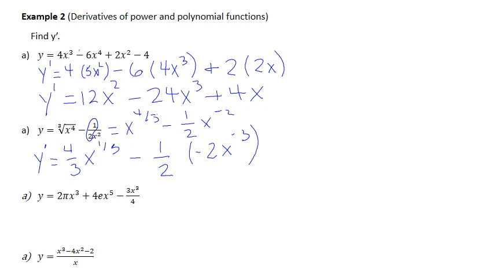Then I could simplify my result a little bit, just rewriting it. I can't do anything to the first term, so I'm going to leave it as 4/3 x to the 1/3. Then the next one, I can go ahead and multiply my -1/2 by my -2 and get +1, so plus. Then 1/2 times 2 is just 1, and I get plus x to the -3. And there's my derivative function.